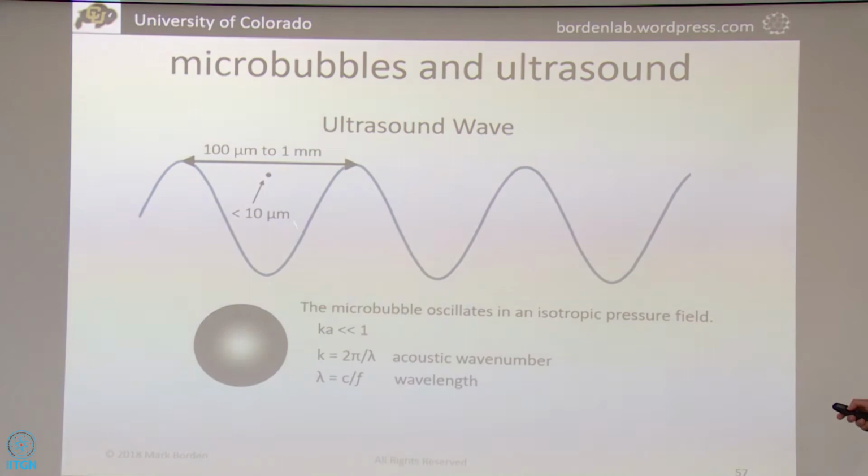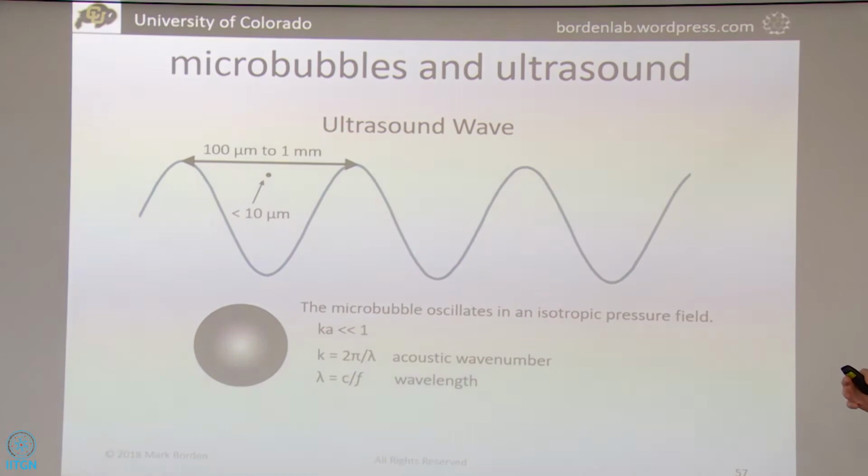That means that the bubble doesn't see the gradient of the pressure. Rather, it sees an isotropic pressure around it that's changing as a function of time. Okay? So that's really important for the modeling of the bubbles and understanding how the bubbles work. So when the pressure is increasing, this is compression first, the bubble is going to shrink. It's going to shrink equally in all directions. And during rarefaction, the gas will expand, and it will expand equally in all directions.